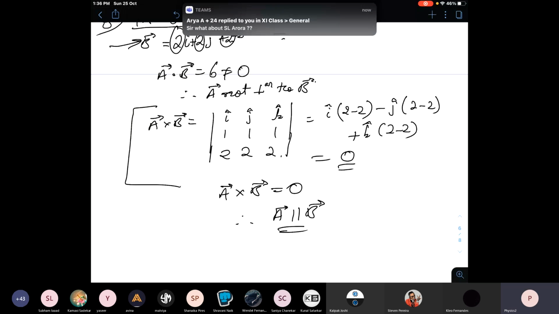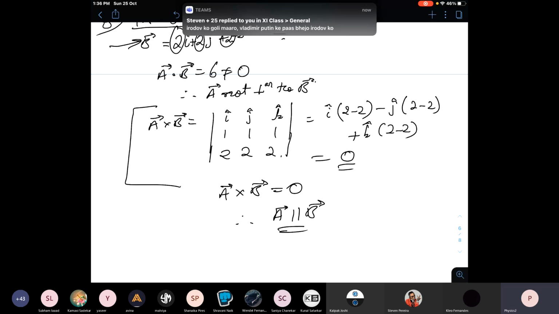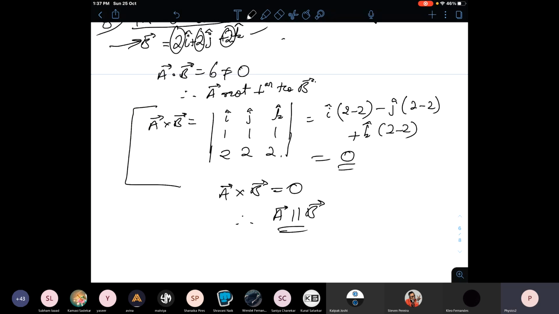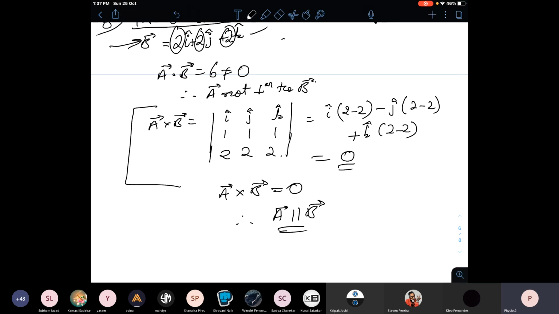S.L. Arora, I have again not seen that. When I was doing my 11th and 12th, I used H.C. Verma only, and that was more than enough. I have to see S.L. Arora, but I have heard that it is good for theory and all. Practice questions will also be there, so you can practice from S.L. Arora also. No problem in that.